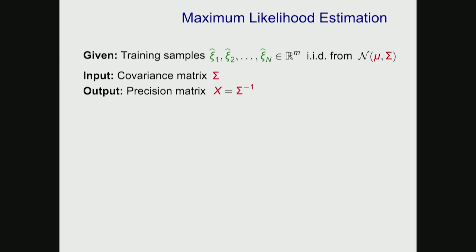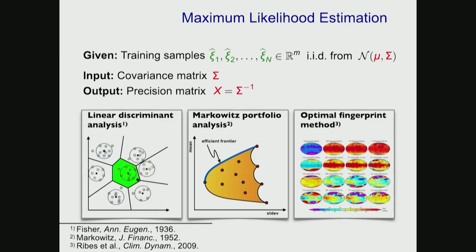Turns out that in many problems in economics, engineering, science, the covariance matrix appears in the input of the problem, and the precision matrix, the inverse, appears in the output. For example, in linear discriminant analysis, you use the covariance matrix of the features as an input, and the maximum likelihood estimator that comes out of it depends actually on the precision matrix. In Markowitz portfolio analysis, on the other hand, you use the covariance matrix of the asset returns as an input, but the optimal portfolio weights actually depend on the inverse covariance matrix. Also, in the optimal fingerprint method of climate change detection, one takes the covariance matrix of the internal climate variability as an input and outputs a climate change signal that depends on the precision matrix.